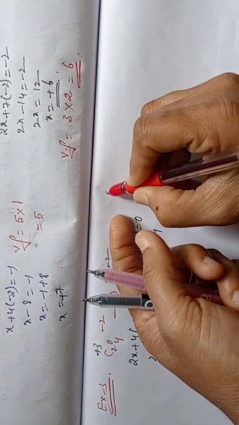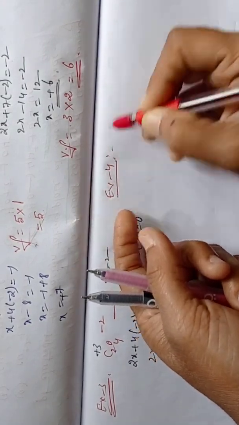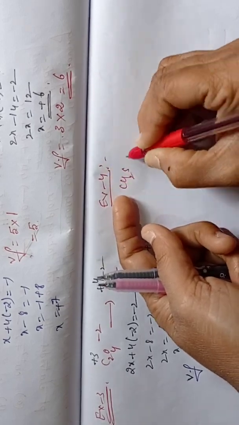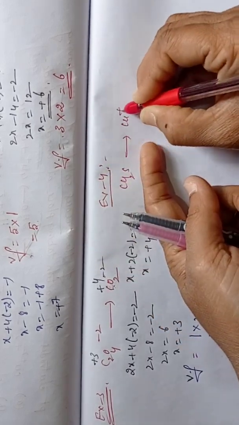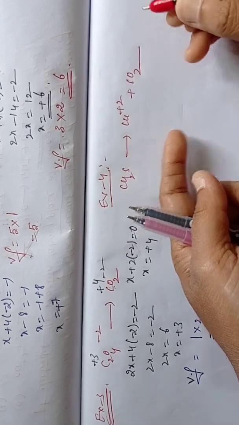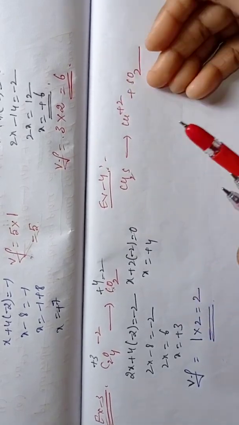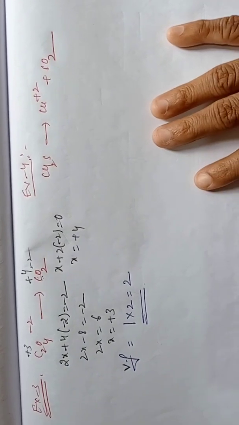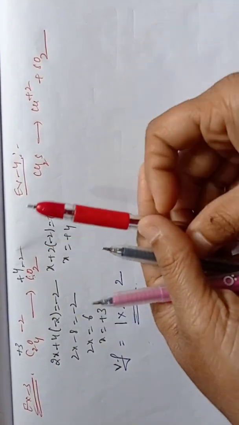Next one, one more example, students. See here, example 4. What is example 4? Copper sulfide I am taking. Cu2S is converted into Cu2+ plus SO2. Now tell me, students, what is the valency factor of copper sulfide, Cu2S?